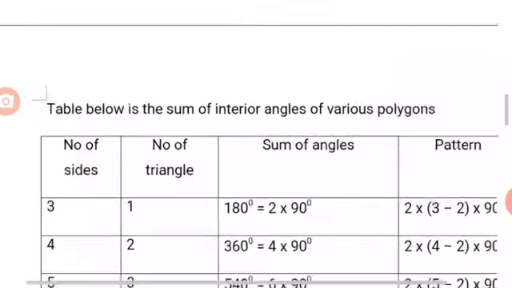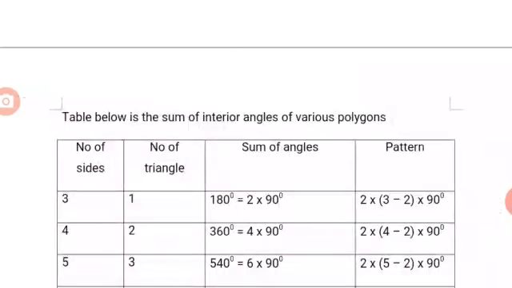Now, the table below is the sum of interior angles of various polygons. Under this, we'll look at the number of sides, number of triangles, sum of angles, and then the pattern.